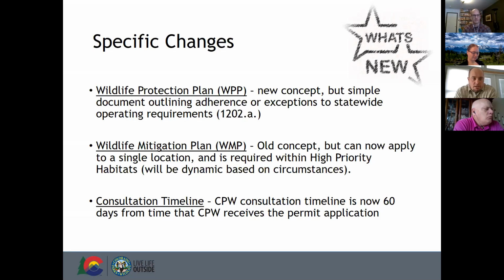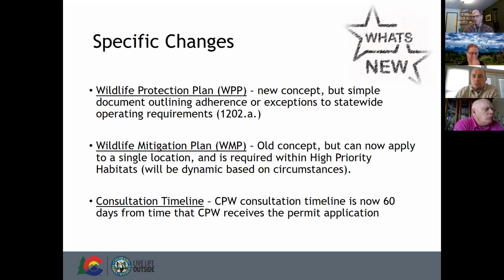And first off, this wildlife protection plan. This is a new concept, a new term that wasn't in the old rules, but I wouldn't stress out about this one too much. In our opinion, this is meant to be a pretty simple document, a simple process that primarily outlines the adherence to the statewide operating requirements listed under Rule 1202A. And also along those lines, any exceptions or waivers that have been granted where appropriate to any of those statewide operating requirements, and kind of an explanation as to why that was appropriate, and maybe CPW concurrence or information.